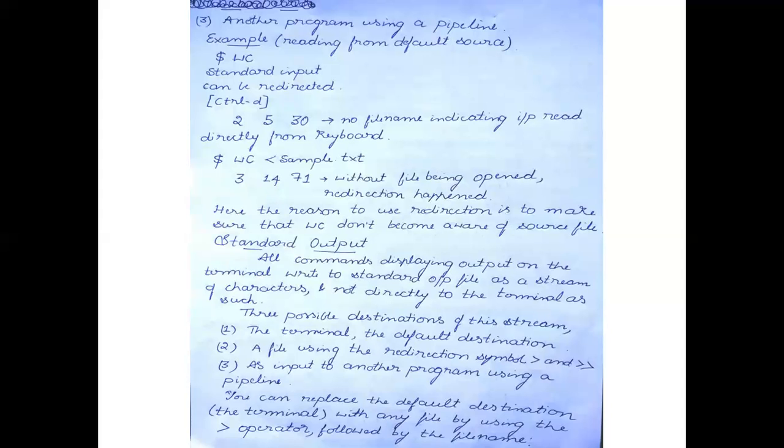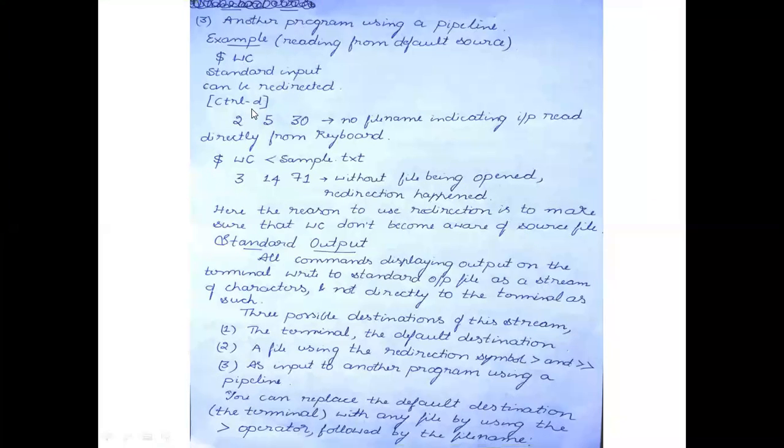Once you see some examples, you will get a better understanding of how this will work. So first we shall see how we can directly read from the default source. As you can see, I am giving the WC command here. This WC command will directly read the input from the keyboard, the default source. So once I give the WC command, I can start typing from the keyboard.